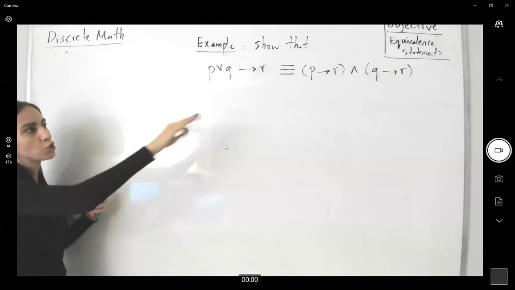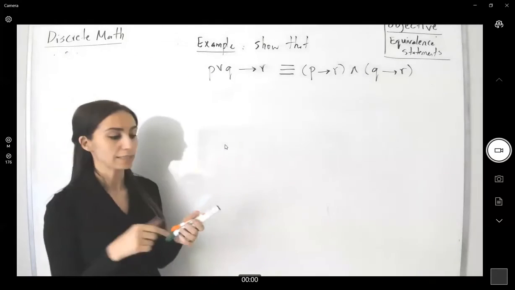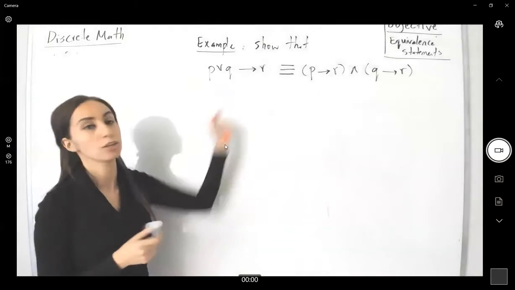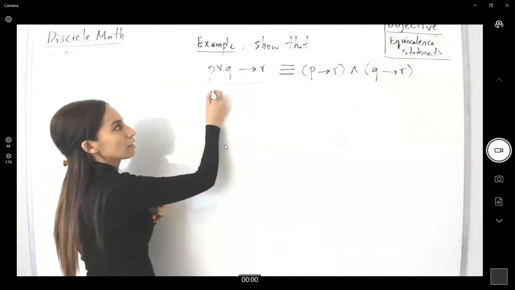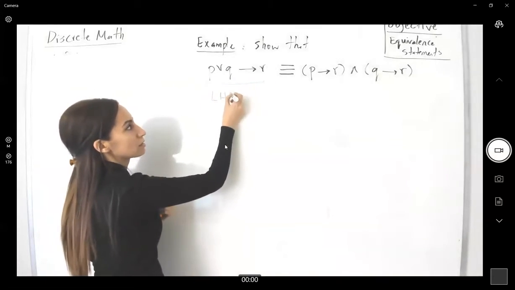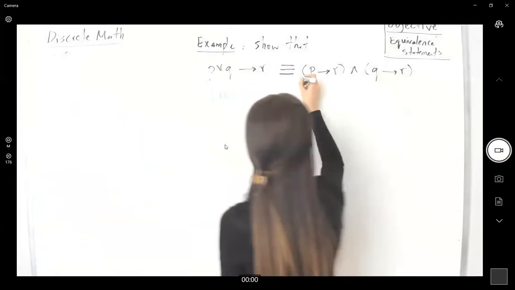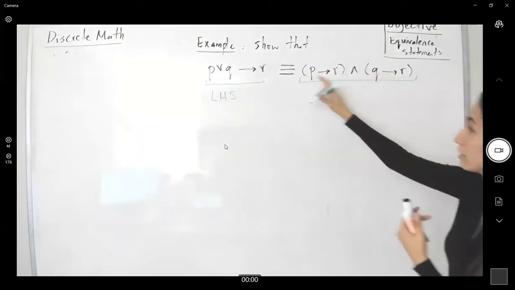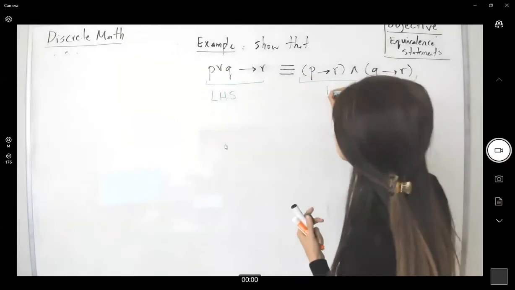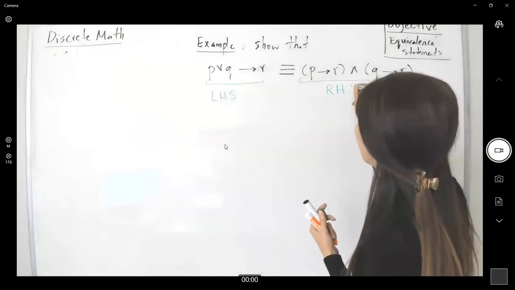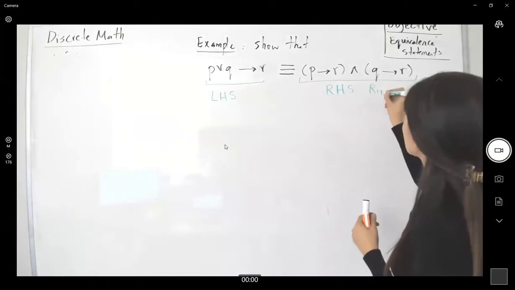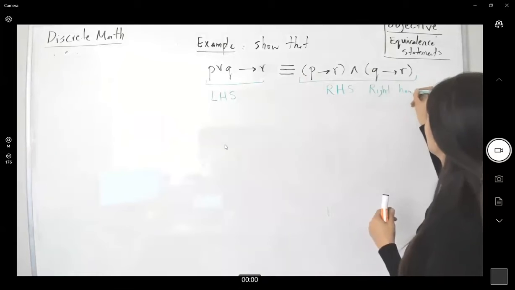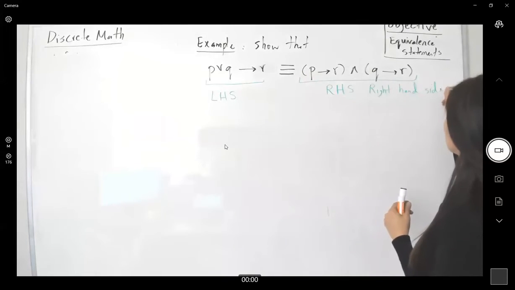So how do I show that? Know that here on the left-hand side, you have a compound statement. So I'm going to write down left-hand side. And on the other side, on the right-hand side, I'm going to copy this guy down as right-hand side. So right-hand side and left-hand side.